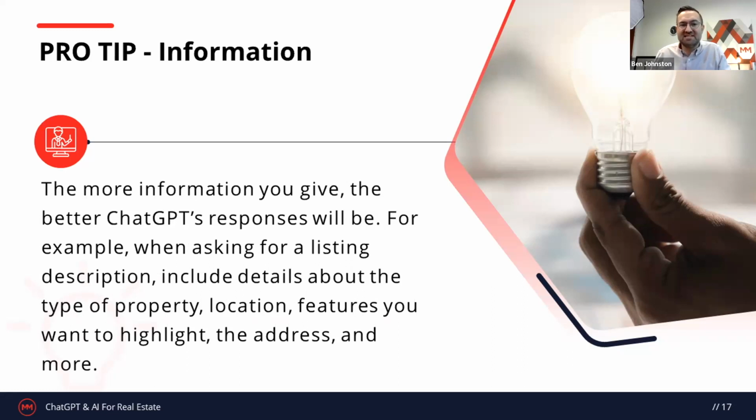For example, when asking for a listing description, include details about the type of property, location, and the features that you want to highlight, the address and more. You could just put in a property address, but if you want to highlight something in that description, you want to mention that in the prompt.